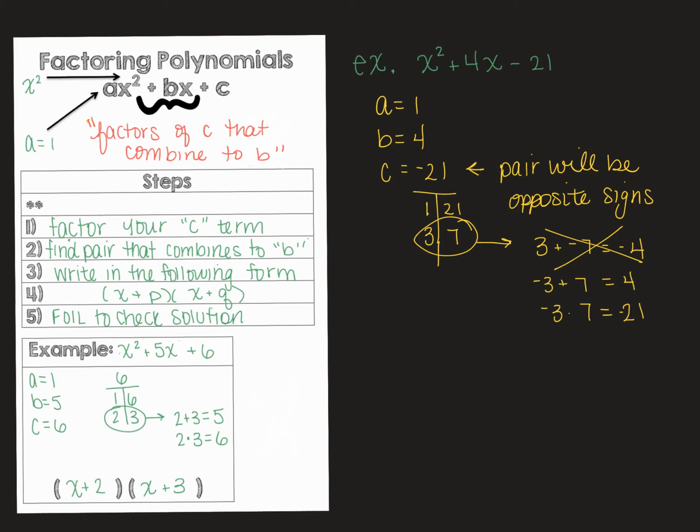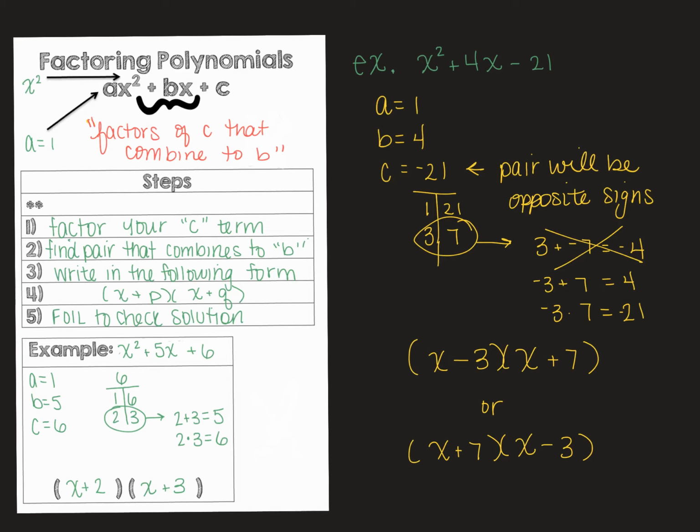This is our factor pair that's going to work: negative 3 and a positive 7. When we write our solution, we write it as x, and since it's negative, minus 3, and x plus 7. The order does not matter. If you wrote x plus 7 and x minus 3, that's the same solution. Notice how the signs still coordinate with the values that they need to be with.